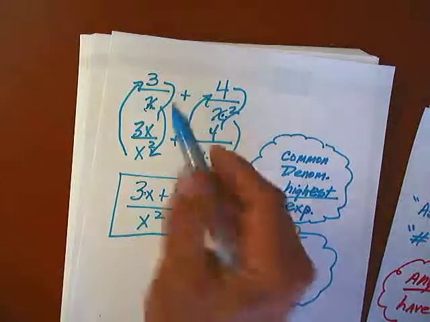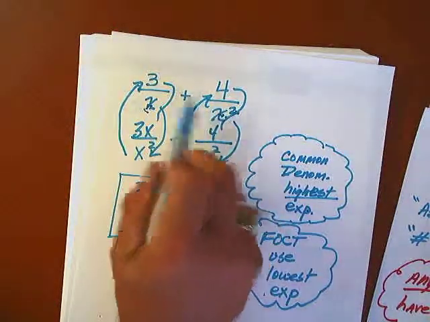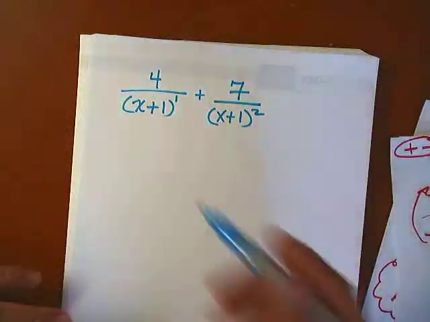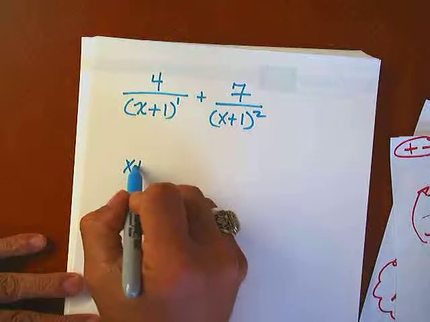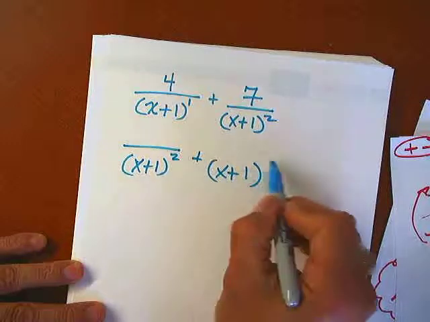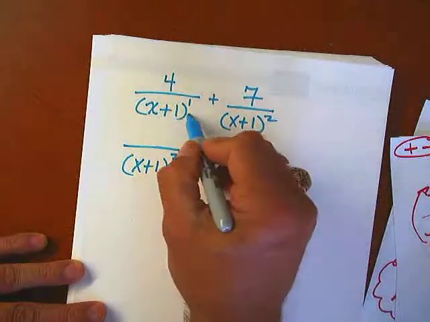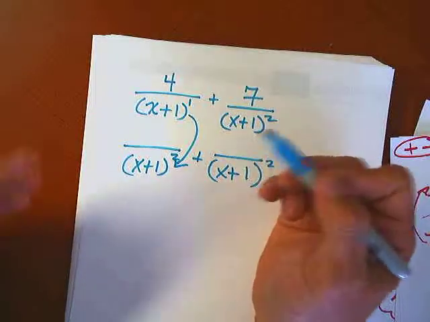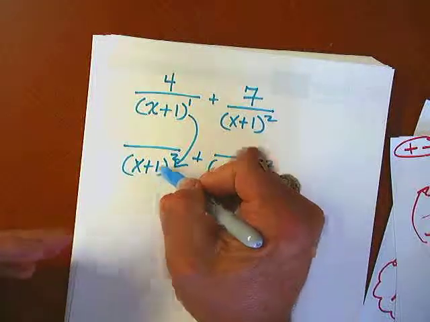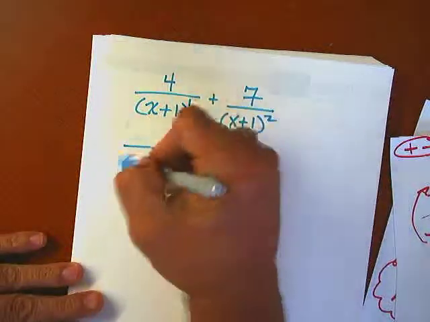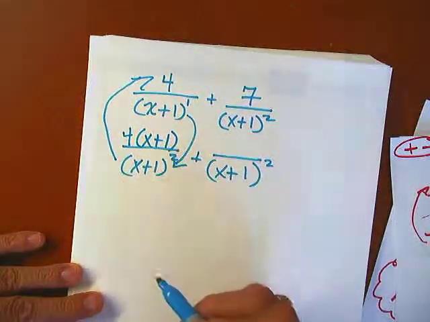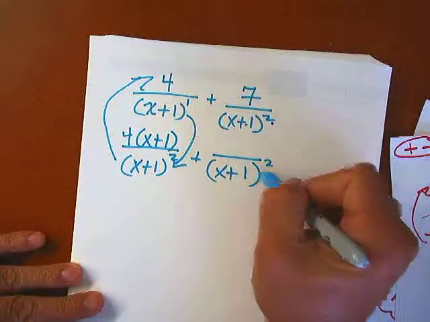Let's try this one. 4 over x plus 1 plus 7 over x plus 1 squared. Now we're going to go back to previous problems. Here's one. Same base, different exponents. You go with the highest exponent. So the denominator is x plus 1 squared.